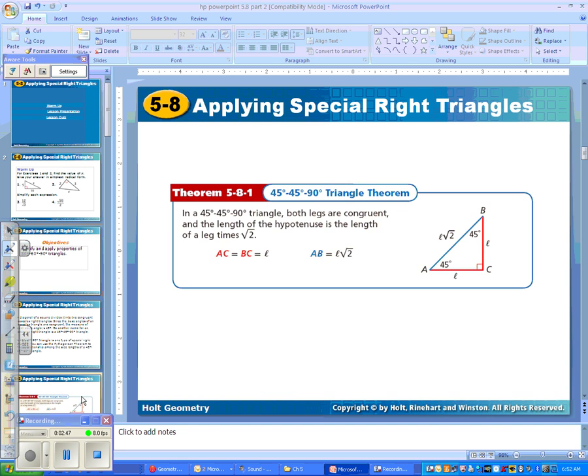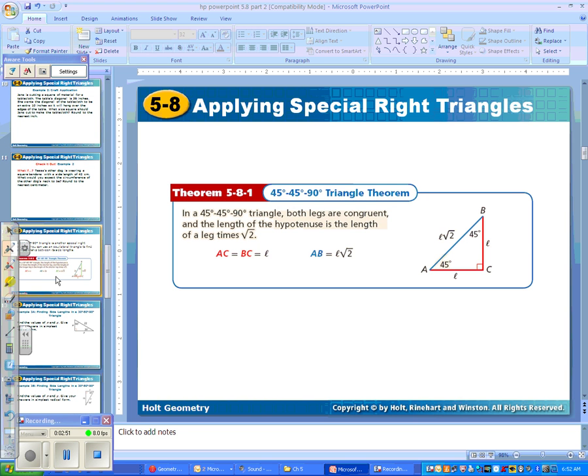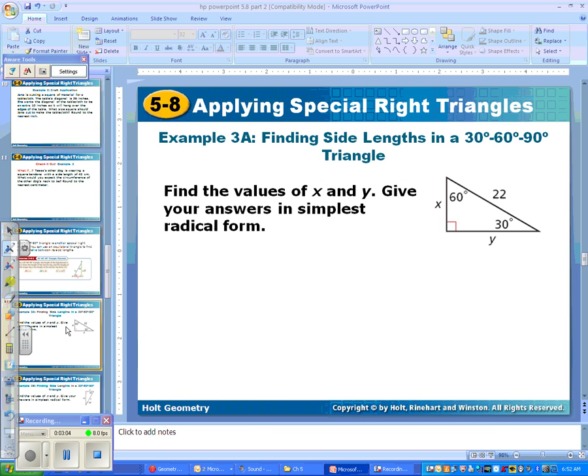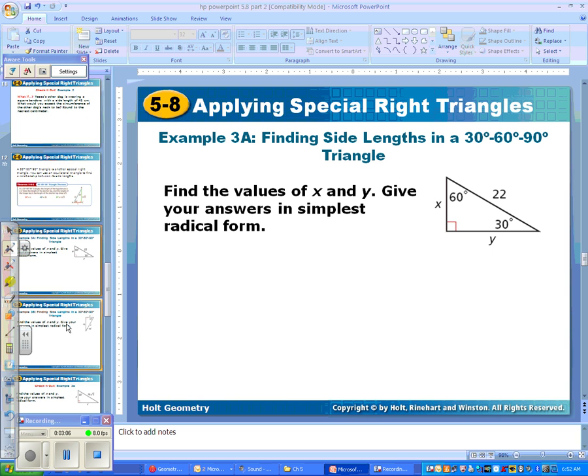But you do need to at least know that the hypotenuse is always going to be double of the shorter leg. And notice the shorter leg is always across from the 30, and the longer leg is always across from the 60 degrees. That's super important. Okay, so let me give you some examples.